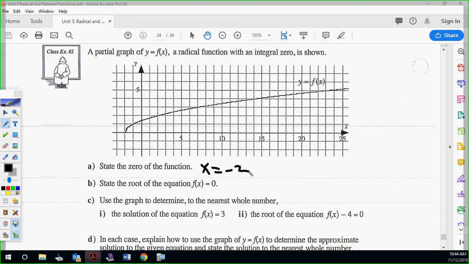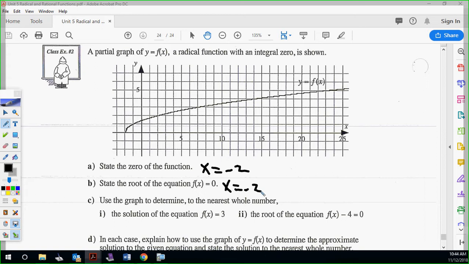State the root of the equation. Same question, right? They're doing that thing again. Root and 0. Use the graph to determine the nearest whole number, the solution for when f of x equals 3.